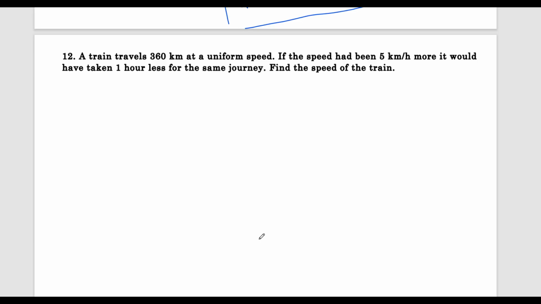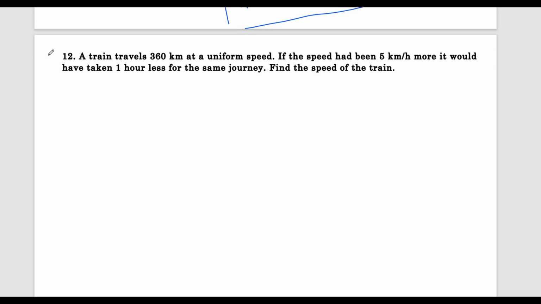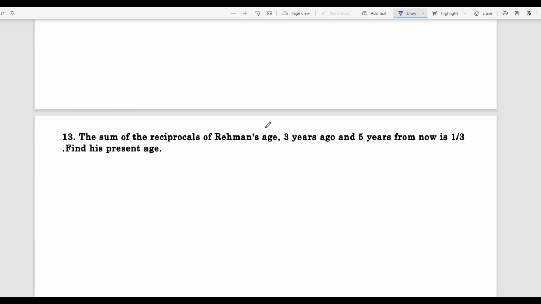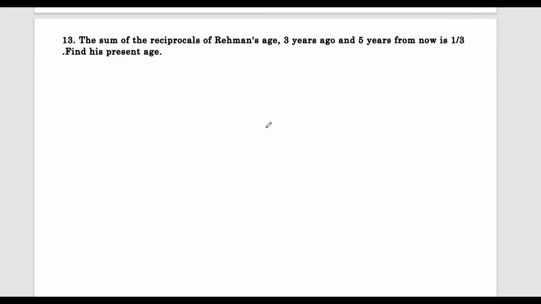And next question. This question has been asked in the model paper. I have solved it in the key answers. A very simple and important question, definitely you should solve it. After solving, you can comment your answers in the comment section. I have already solved this question, you can check it out. Very important question. Moving to the next question.